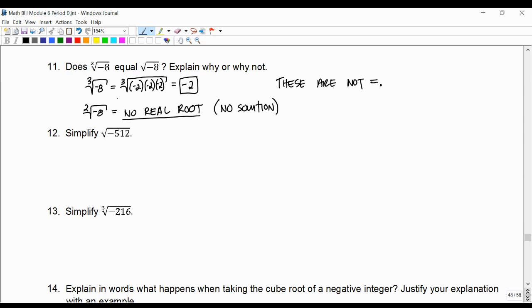Like on number 12, a square root of a negative number. We don't even bother with this. That's the answer, right? It's a trick question. We can't square root a negative number. So before I even start wasting time factor treeing this, I'm just going to stop there.